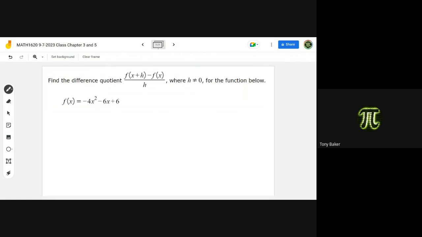So let's actually look at this problem. Remember, x plus h means wherever I see an x, I'm putting x plus h. So f of x plus h is negative 4 times (x plus h) squared minus 6 times (x plus h) plus 6.